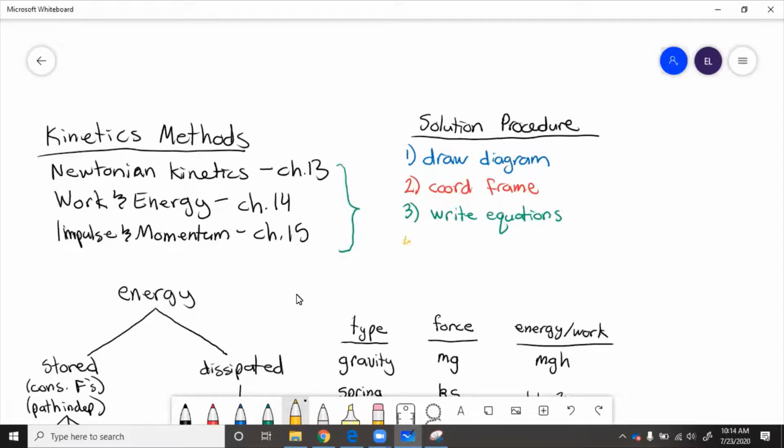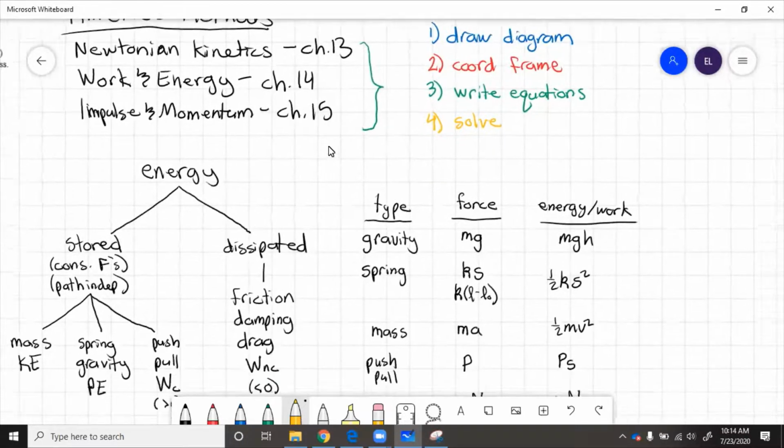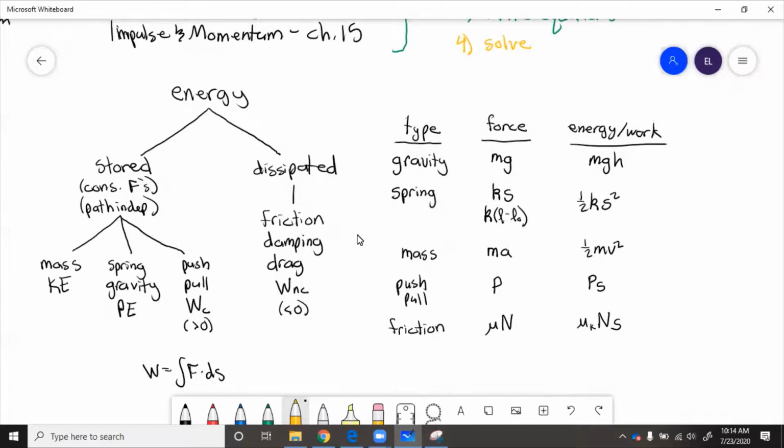And then 4 is solve for whatever the problem asks you for. Now, the tricky part is knowing which equations to use when. So for the homework, that was easy to know which equations to use because we had one homework on each chapter. The exam will cover all 3 chapters, and so you have to be able to figure out when you apply which types of equations.